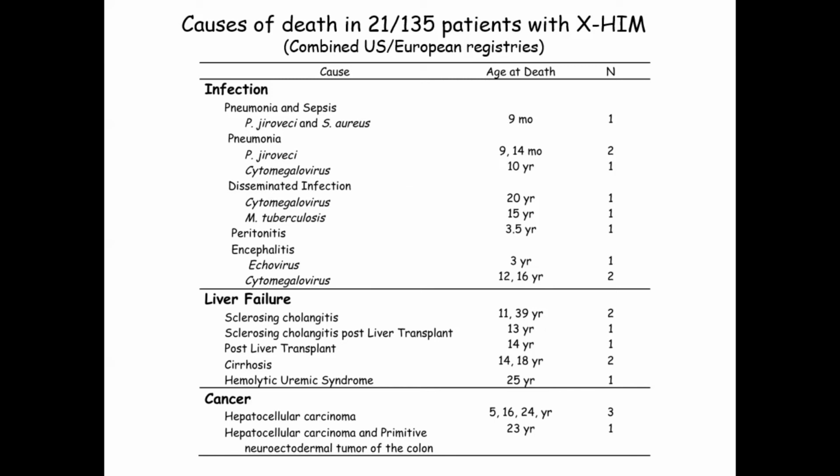I put together in this table two tables from the surveys that were done around the year 2000 or so, one in Europe, one in the US. So putting them together is about 135 patients. And these are the causes of death in those patients. 21 out of the 135 had died at the time of that survey. Infection is probably the largest component. Liver failure is next, and cancer. And this is a one-time snapshot, it's not over time, so it's just when the surveys were done.